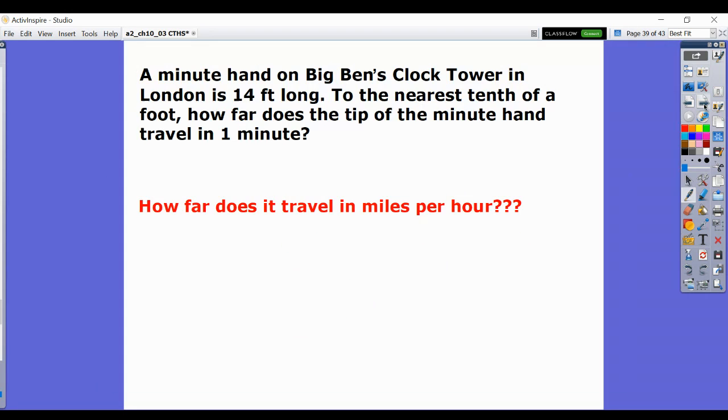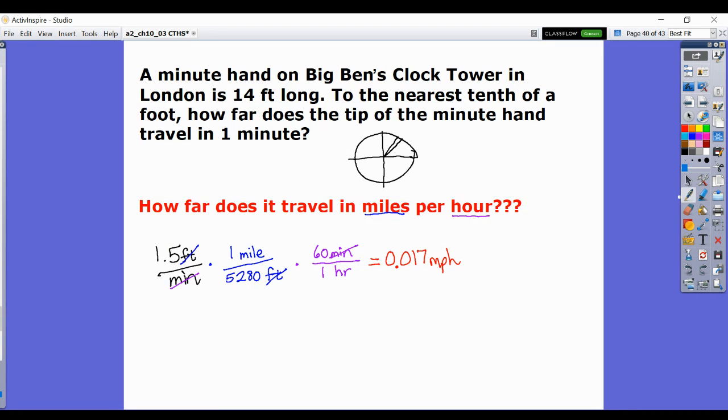All right, just to add a little challenge to this problem, since we know we got 1.5 feet per minute, how fast is that in miles per hour? If you'd like to answer this question, go ahead and pause the video. And I did it on the next page. All this is dimensional analysis, where you're changing feet into miles and minutes into hours. So try that out, pause the video, turn the page.